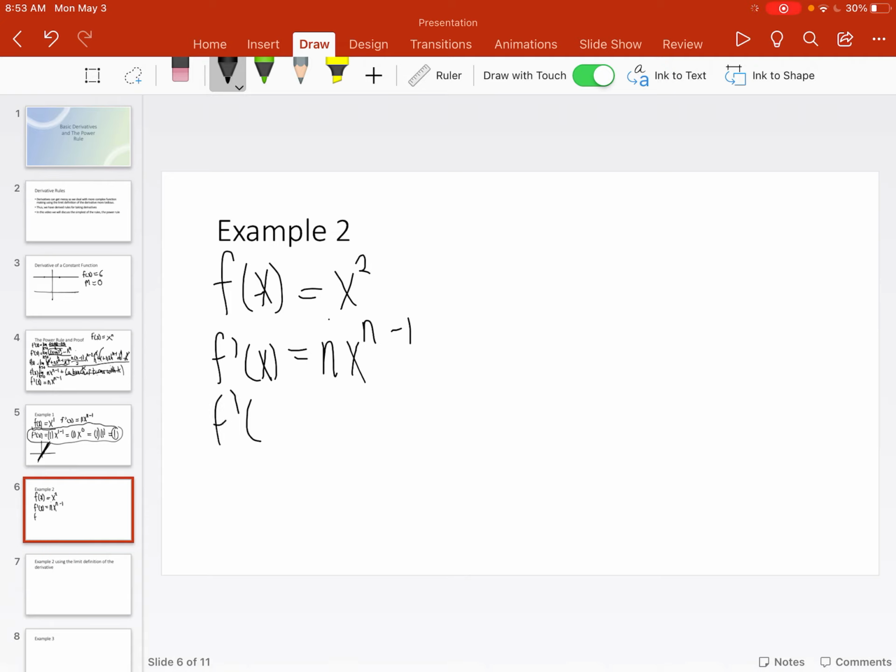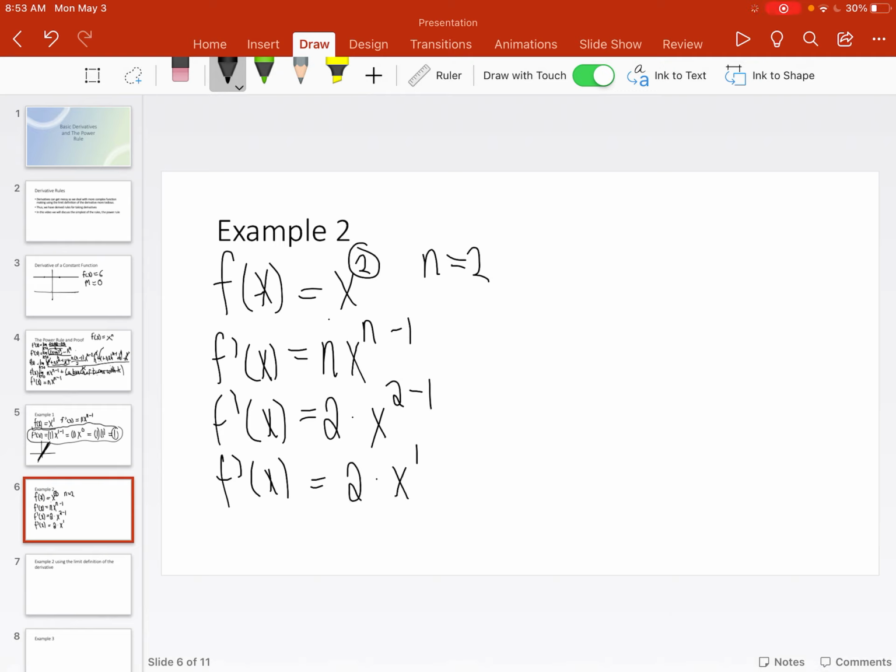So let's follow this rule. What is it saying? Well, what this rule is saying is, bring down the exponent. So we got 2 times x, and then we got that exponent, because n is 2 here. Remember that. N is 2. This is saying n minus 1, so 2 minus 1. Let's simplify this. We got 2 times x. What's 2 minus 1? It's 1. It's just x to the 1. And then this is just 2x.